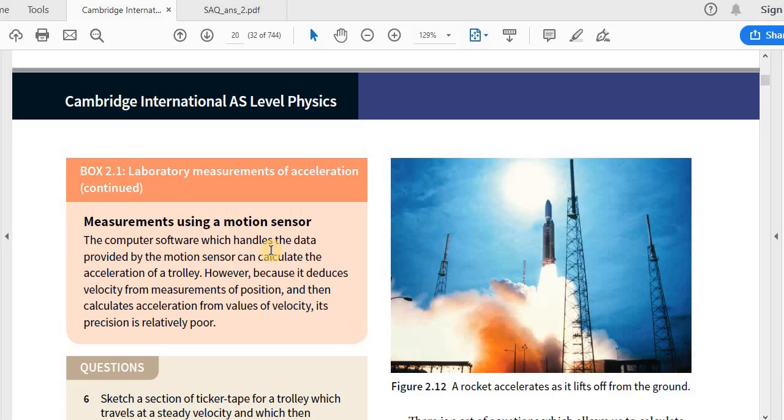It sends the waves and it detects the reflected waves, and that's how it gives you the displacement-time, velocity-time, or acceleration-time graph. We connect it to a computer and then you can get the graphs. But the problem here is, because it deduces velocity from measurements of position and then calculates acceleration, the precision is poor.